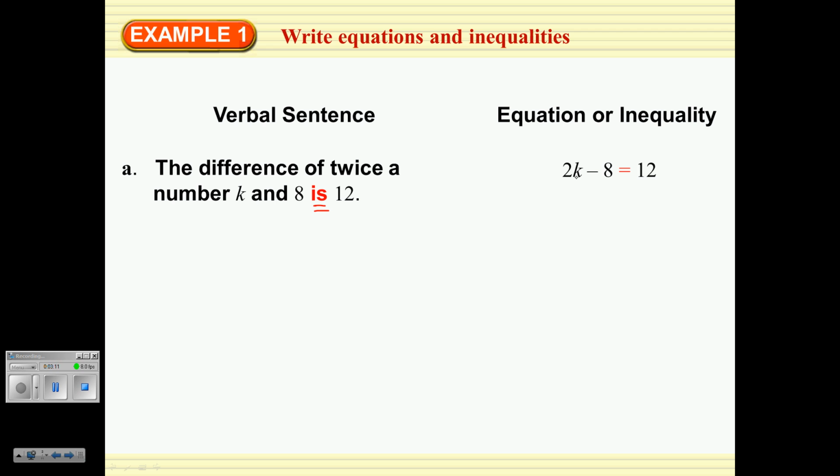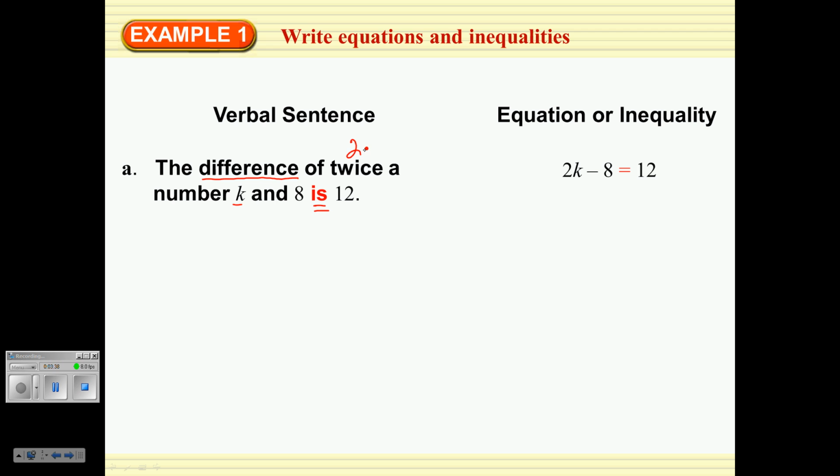Twice a number k. Twice means 2 times. A number k is your variable, and means plus. Oh, sorry. Just scratch that. I forgot. Difference is up here. The difference between them. So since it's difference, the 2, that looks like 2x. Let's make that.